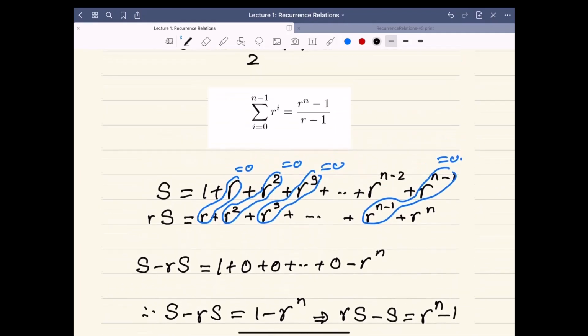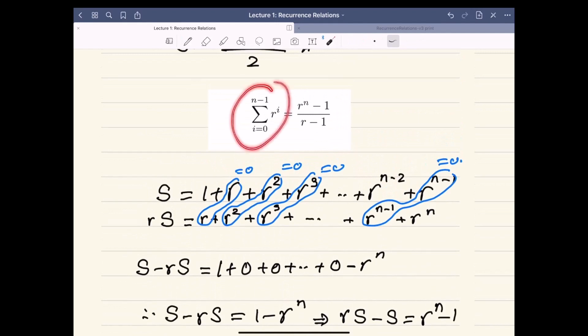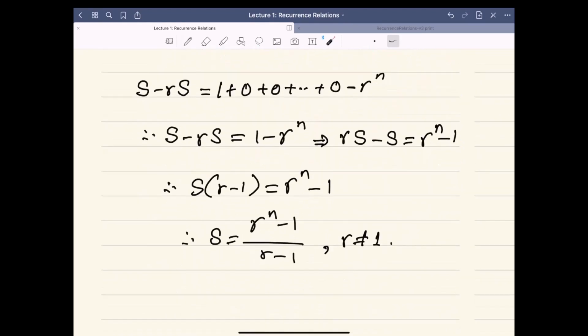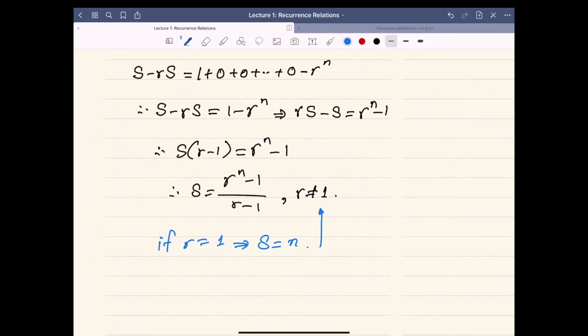If R is equal to 1, then you have to go back to the original definition here and put 1. So when R is 1, 1 raised to any power is 1. It means that you are adding 1 n times, so the answer is 1. So if R is equal to 1, then S is equal to n. Otherwise, if R is not equal to 1, then this is the equation we have for the geometric sequence.